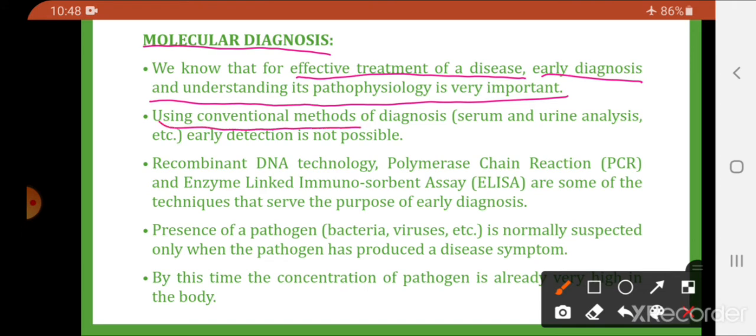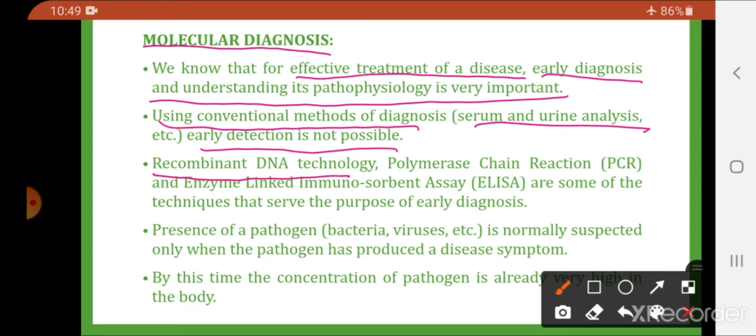Using conventional methods of diagnosis, that is serum and urine analysis, early detection is not possible. Okay, अभी जो conventional normal techniques है, तो normally हम अभी जो techniques यूज़ होती है उसमें क्या करते हैं, we basically carry out blood and urine analysis and through that the disease diagnosis is done. But इससे early detection नहीं होगा क्योंकि already ये अपनी body में disease spread हो चुका होगा.